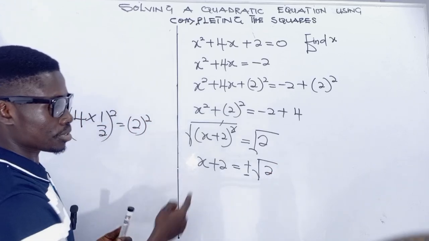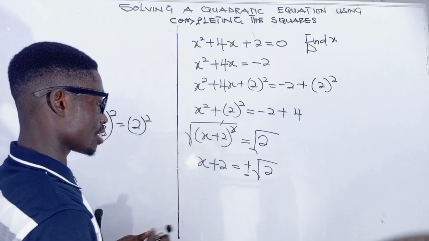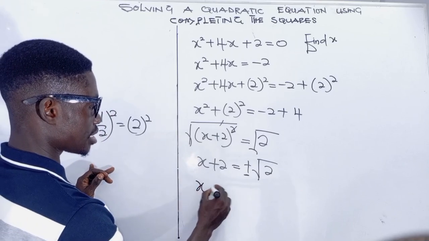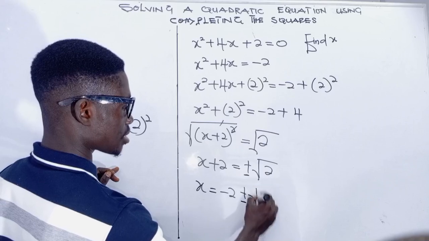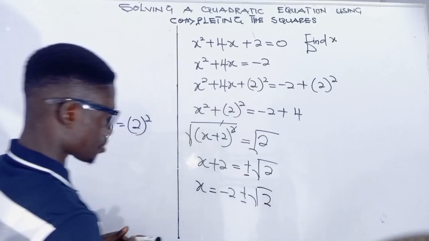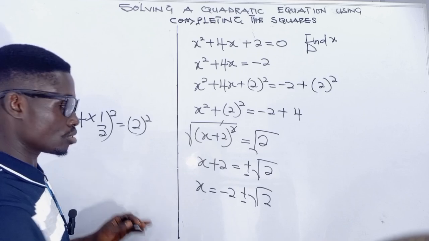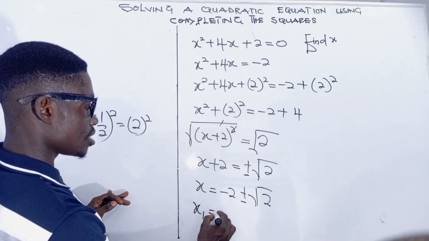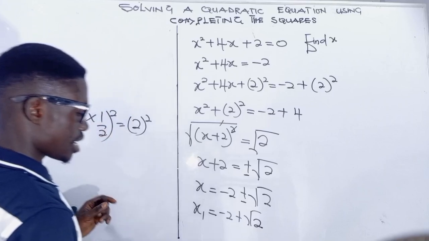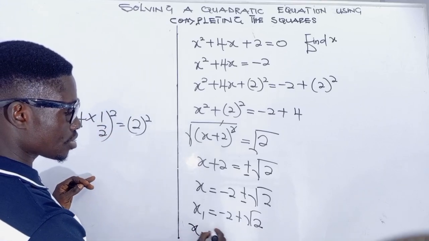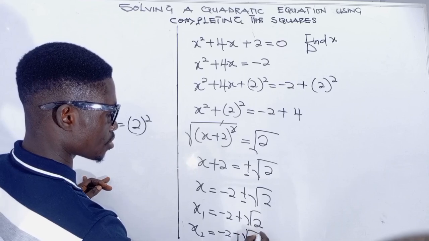2. We want to find x, so we have to transpose 2 to the right hand side of the equal sign to have x is equal to minus 2 plus or minus root of what? 2. Now since we are having plus or minus, we can split it to have our first x1 to be minus 2 plus root of what? 2. And then we can have our x2 to be minus 2 minus root of what?